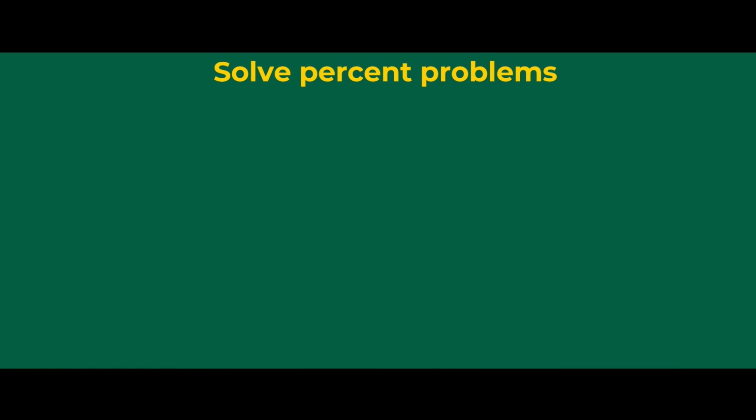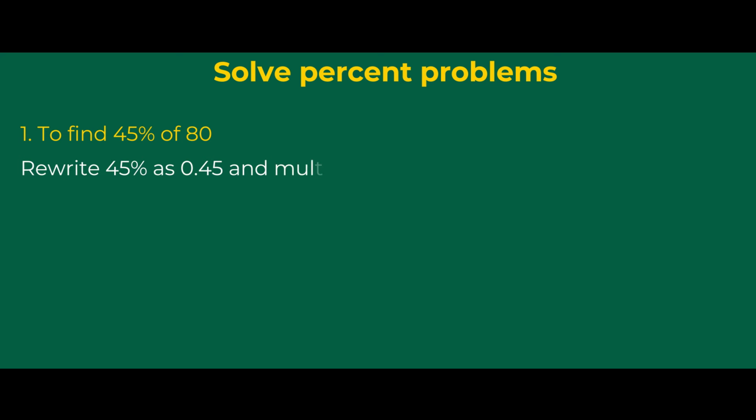Now we will see how to solve percent problems. Okay, so example number 1. To find 45% of 80. First, you have to rewrite 45% as 0.45 and you have to multiply. So here we are writing the percent as a decimal and we are doing the multiplication.